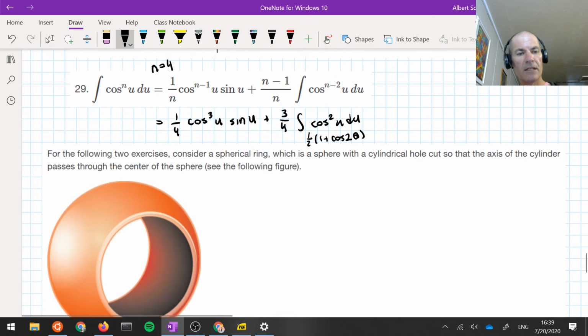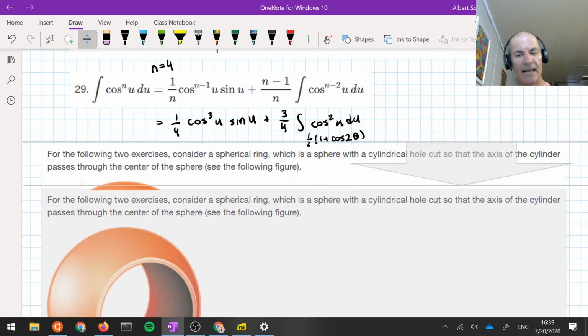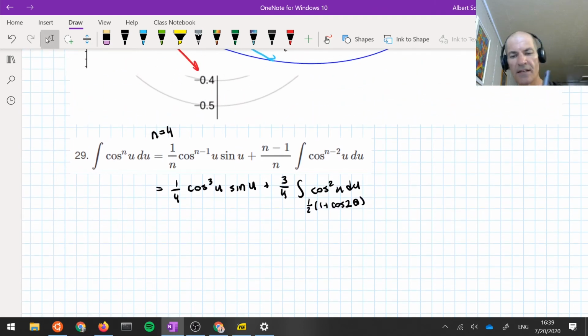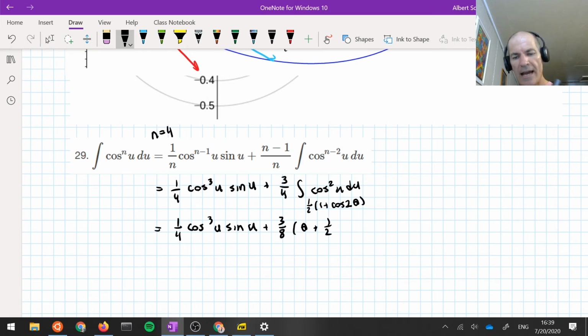Kind of running out of room here. Let me give myself some space. Maybe I'm not going to get any space here. Sadness. Oh, there we go. Okay. So it's got that half angle or double angle identity. I never know which it is actually. 1/4 cosine cubed u sine u plus 3/8. Take that 1/2, put it on the 3/4, plus the antiderivative here, theta, plus 1/2 sine 2 theta.